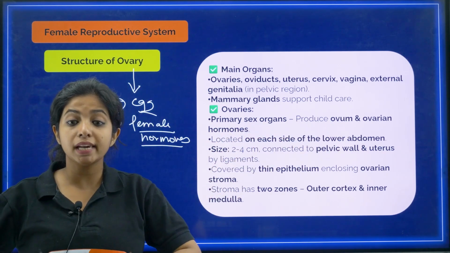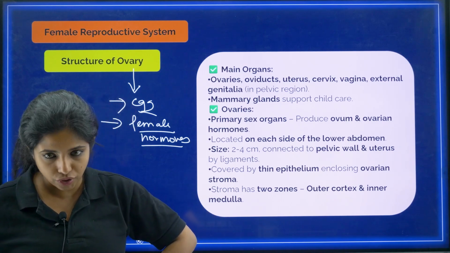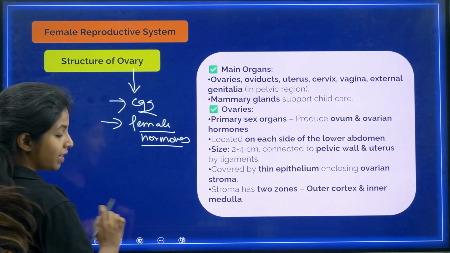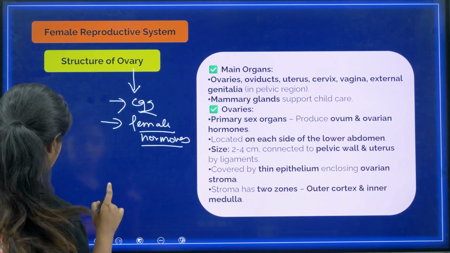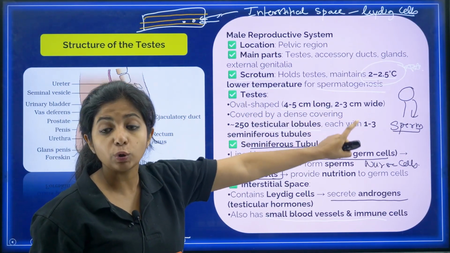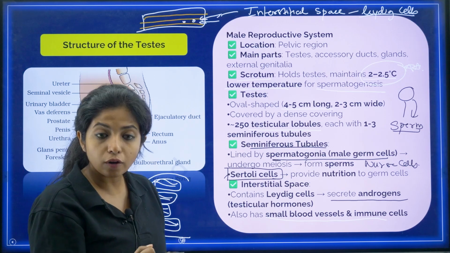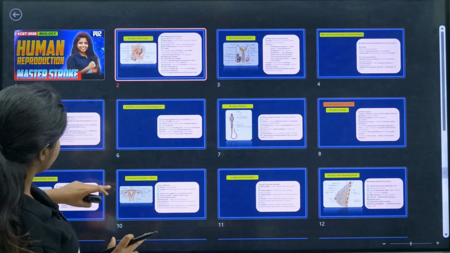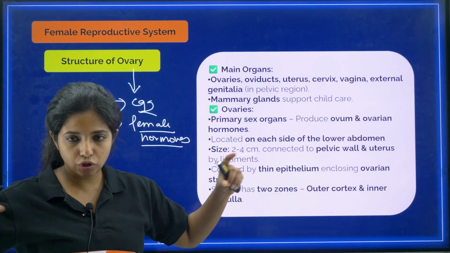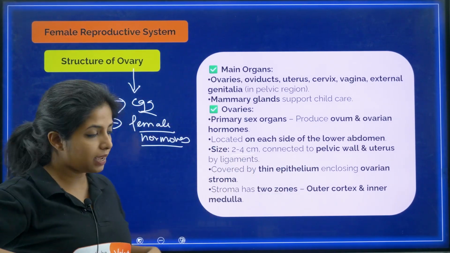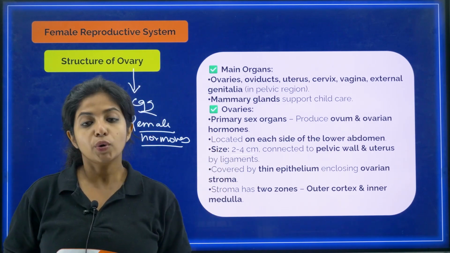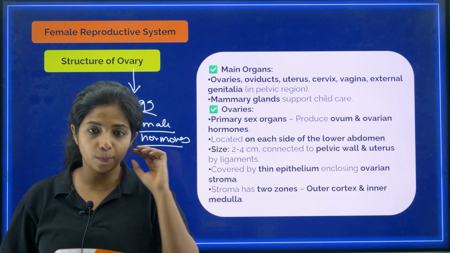Now it is located on either side of the lower abdomen, my dear children, and the size of it is 2 to 4 centimeter. Do you remember the size there? This is important. 4 to 5 centimeter is the length and 2 to 3 centimeter is the width. Over here, 2 to 4 centimeter is the total length, and it is connected to the pelvic wall, as in our wall which is up over here, my dear children. It is connected to that, and also to the uterus, with the help of certain ligaments.